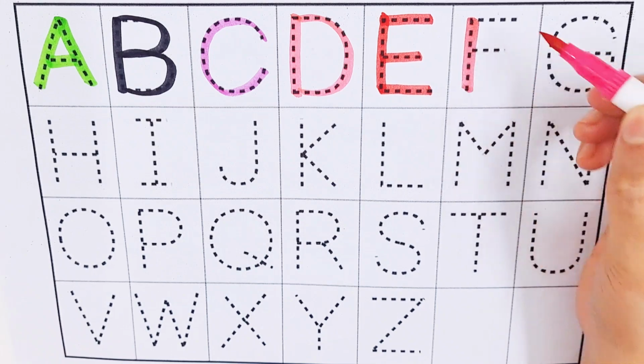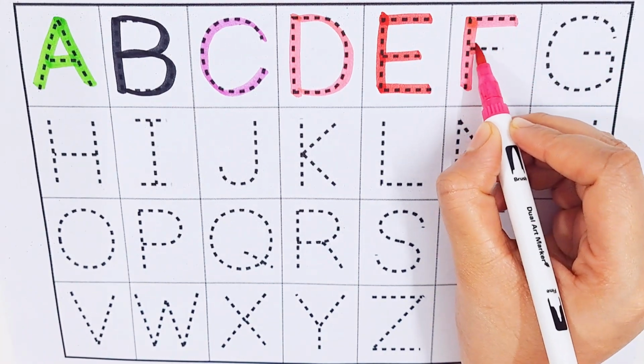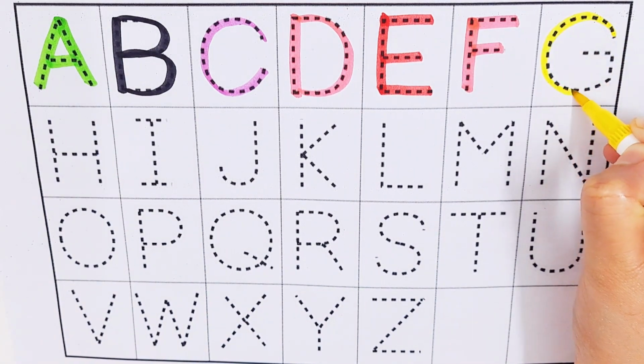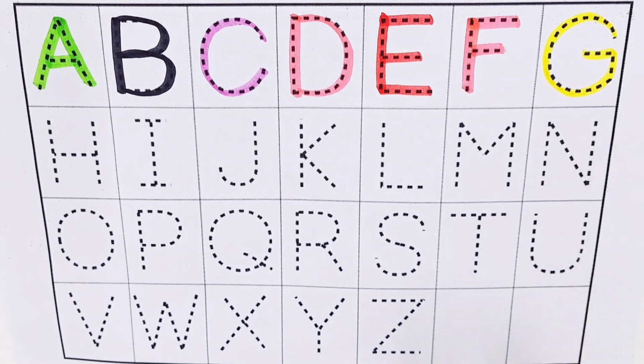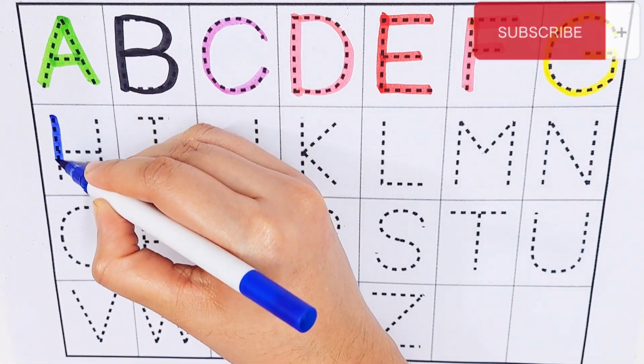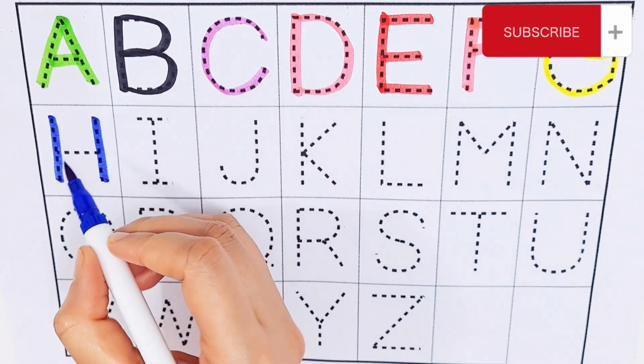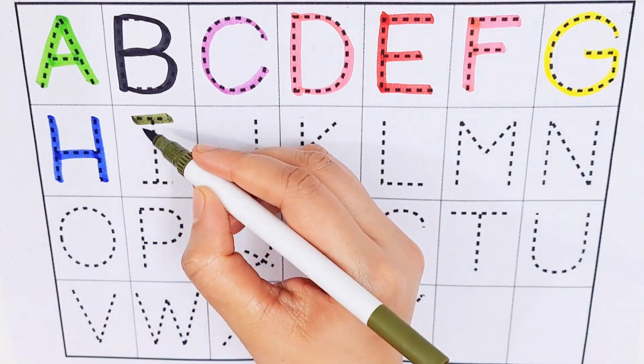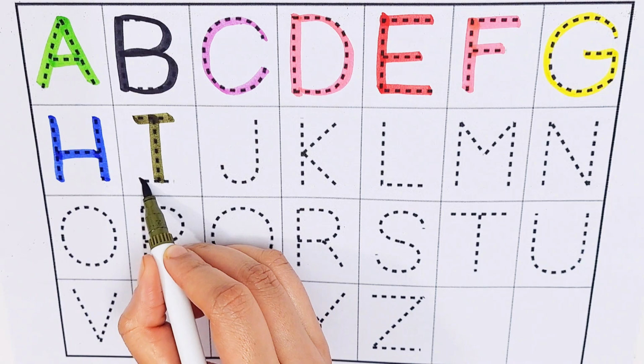Purple color. F for fish. Yellow color. G for glass. Dark blue color. H for house. Olive color. I for iron.